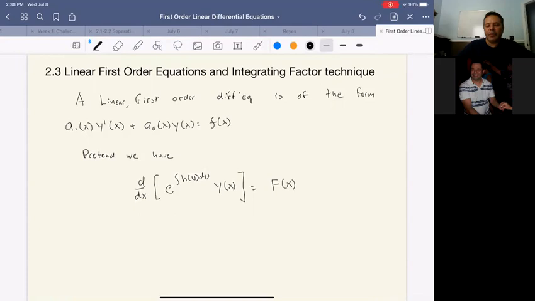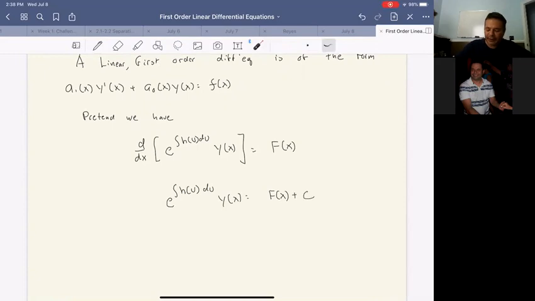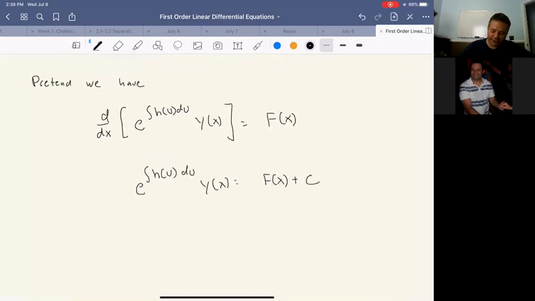Now we're going to integrate both sides. If we integrate both sides, we get e to the integral of h of u du times y of x equals F of x plus c. So we're going to keep the constant here. This is just theory, so don't be too stressed out about this yet. I'm not going to test you on this aspect of it.